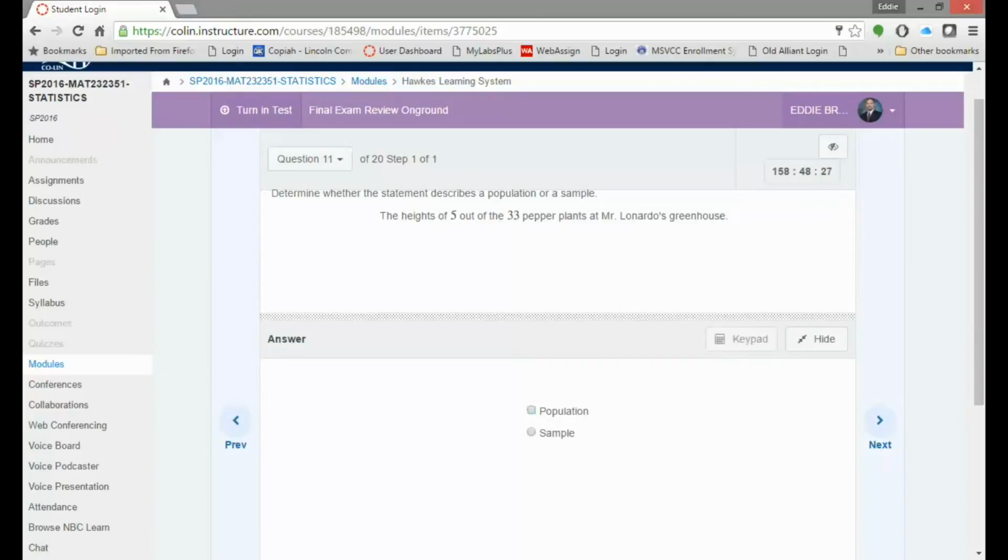All right, determine whether the statement describes a population or a sample. The heights of 5 out of the 33 pepper plants at Mr. Leonardo's greenhouse. So would that be a sample? The heights of 5 of those would be a sample. That's right. You're just taking 5 out of the 33.